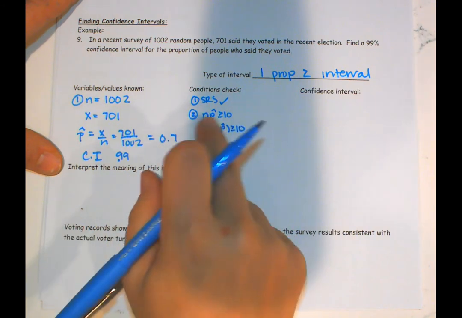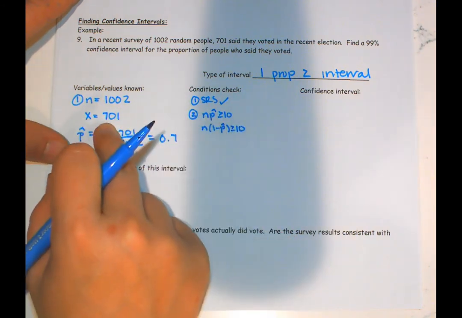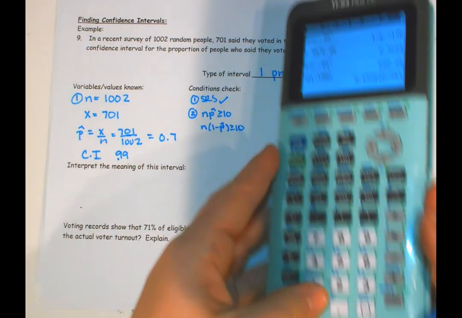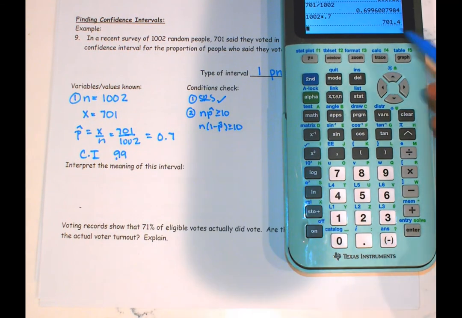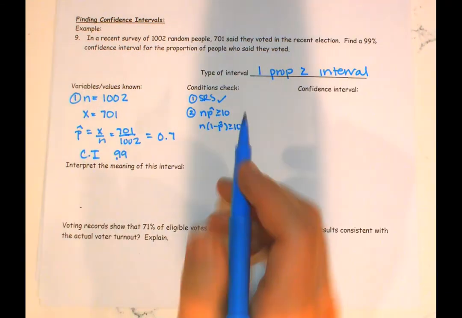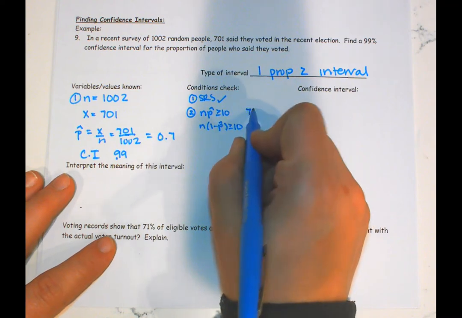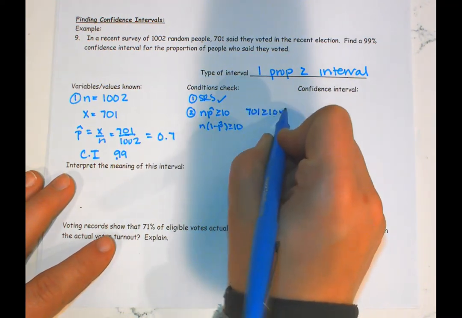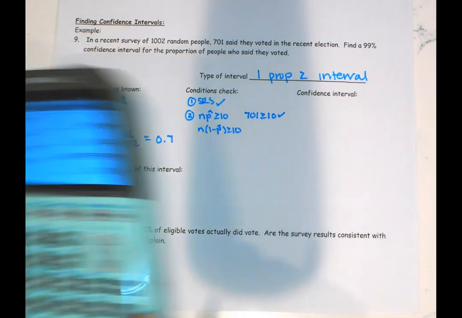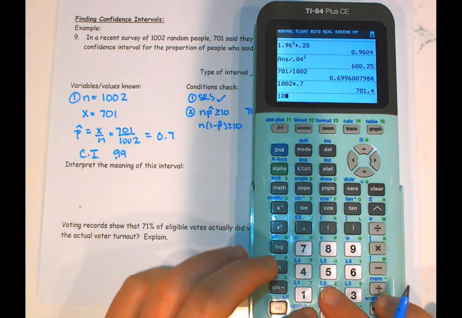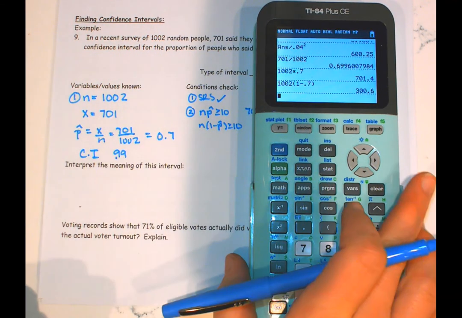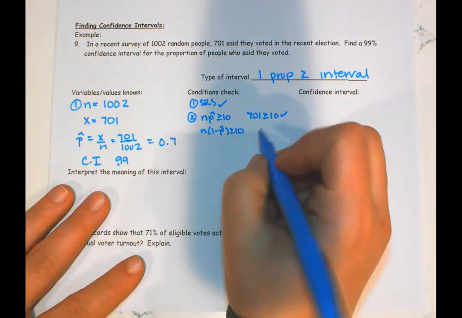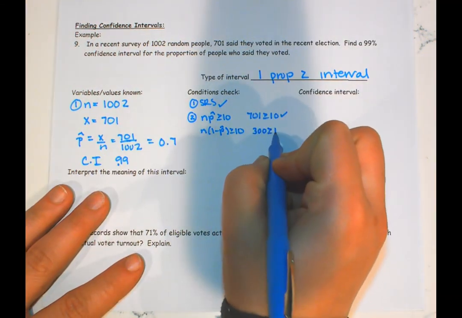N times p is really just whatever your x value is. And if you want to confirm that, right, I can take my 1,002 times 0.7, and I get roughly 701. So this one is 701. That's definitely greater than or equal to 10. If I do n times 1 minus p, 1 minus 0.7, I end up with 300, which is also well above 10 to meet that condition.